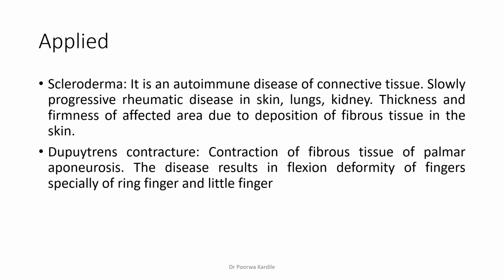The second condition is Dupuytren's contraction. We know that in the palm, after we remove the skin, there is palmar aponeurosis, and in that there is contraction of fibrous tissue, and this disease results in flexion deformity of fingers, with flexion at the interphalangeal joint, especially in the ring finger and little finger, due to contraction of fibrous tissue.